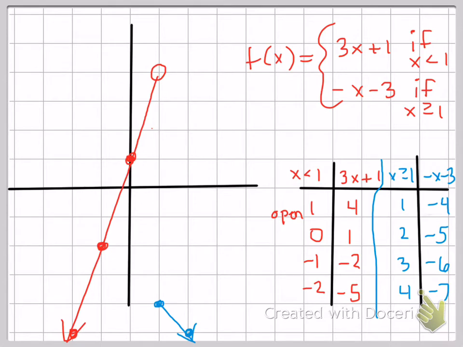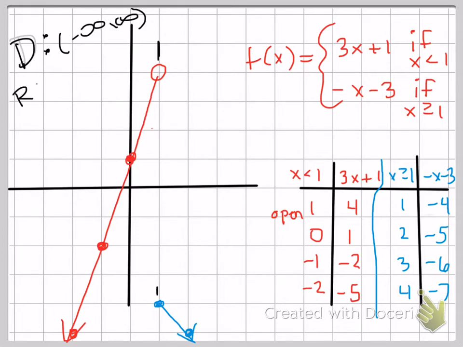So last thing I want to discuss is our domain and our range. So our domain, let me get a better marker. Our domain, every x value will be able to be hit, even though 1 is an open dot here, it gets included down there. So our domain is negative infinity to infinity.